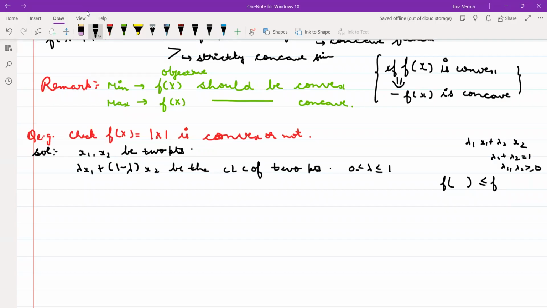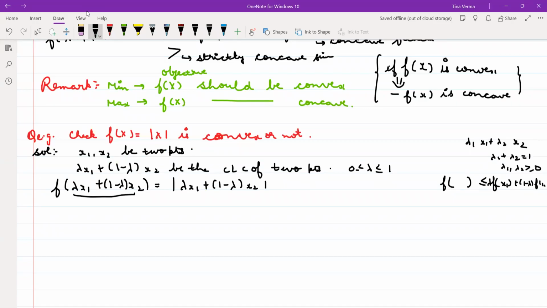f of the CLC should be less than or equal to lambda times f of x1 plus (1 minus lambda) times f of x2. That means now I have to apply f on this: lambda x1 plus (1 minus lambda) x2. Whenever I apply f on x, since f is the modulus, it will take the mod. So it will be mod of lambda x1 plus (1 minus lambda) x2.